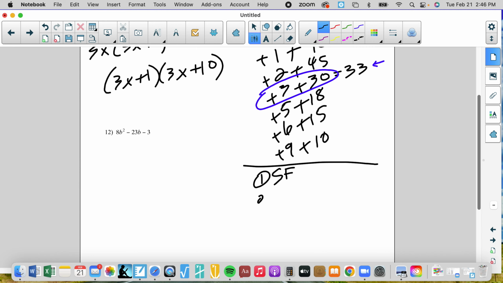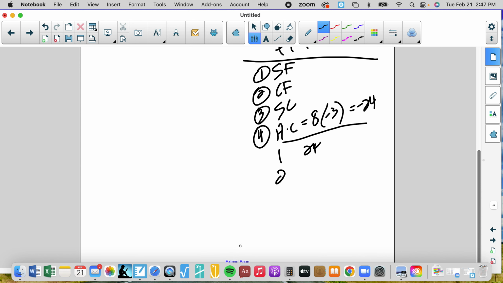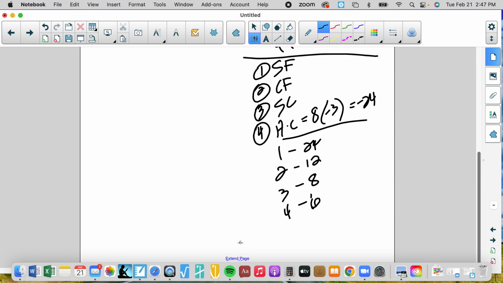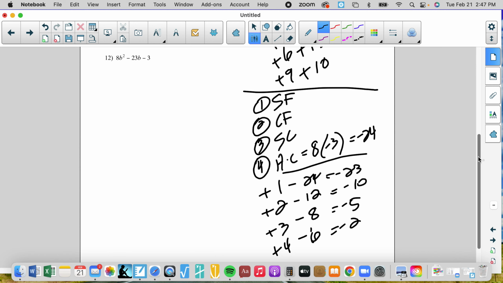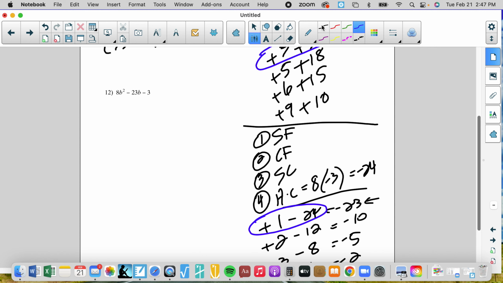Standard form. Common factor. Special case. A times C. 8 times negative 3 is negative 24. 1 and 24, 2 and 12, 3 and 8, 4 and 6. Signs are different. Bigger is negative. Negative 23, negative 10, negative 5, negative 2. Negative 23. I'm going to use positive 1 and negative 24.